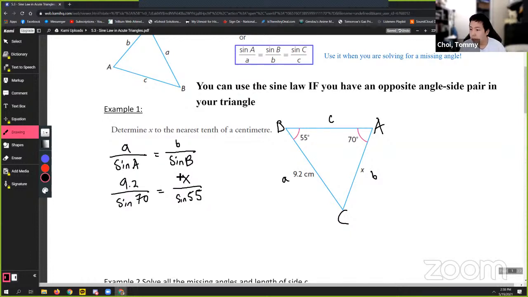So we set it up. We have all of our givens, we plug it into our equation, and then we now need to isolate and solve for x. So solving for x, well, we want to get sine 55 to the other side. And since we're multiplying it, it goes on top. And so we're going to get 9.2 sine 55 all divided by sine 70. And that's going to equal x.